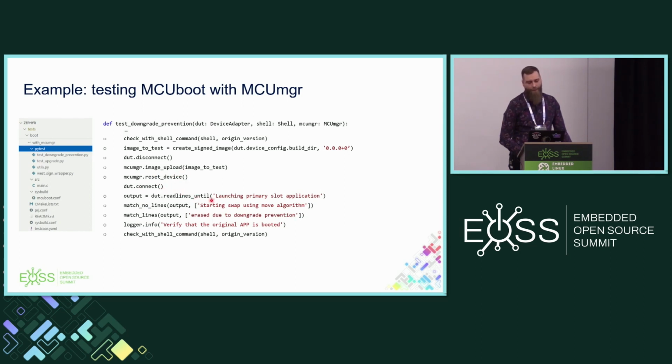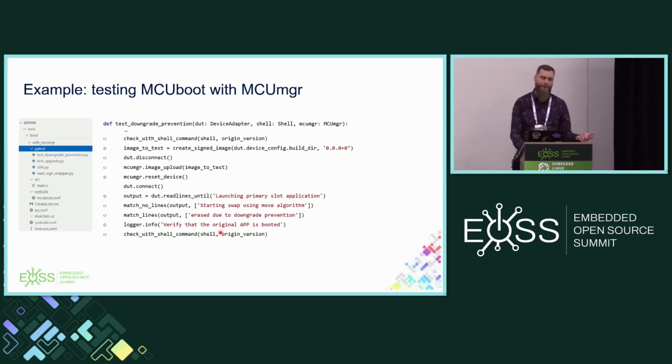We are reading the output until we see that the launching primary slot application, so basically the whole procedure ended. And also we want to verify that in our output there are no lines that match starting swap using move algorithm, so we will make sure that the swapping mechanism didn't start. We actually want to make sure that the line erased due to downgrade prevention happened. And at the end, just to be sure, we would like to verify that when we ask through the shell what the version was, it is the one that was at the beginning, that the downgraded one wasn't applied.